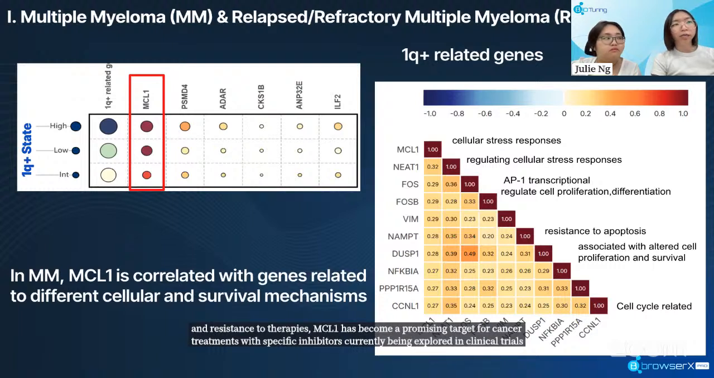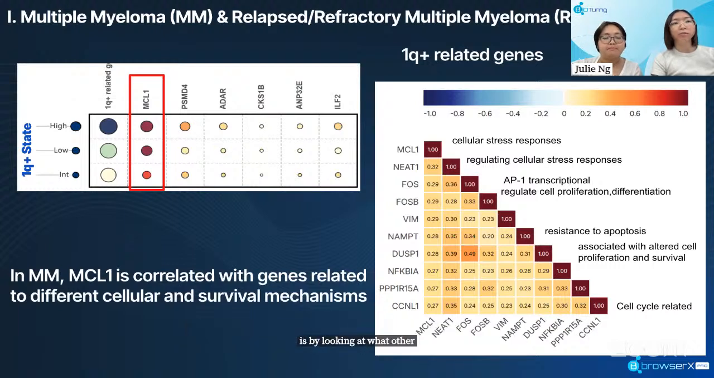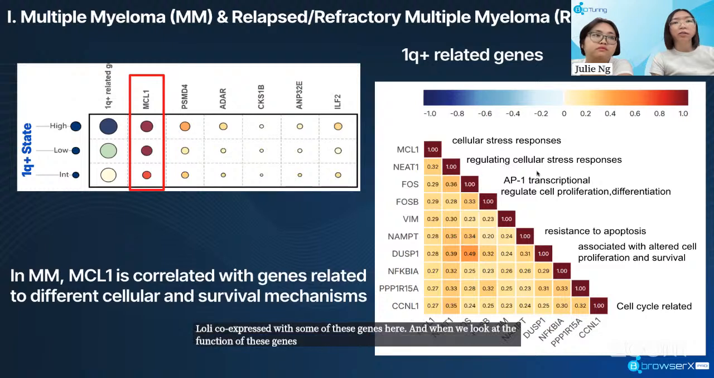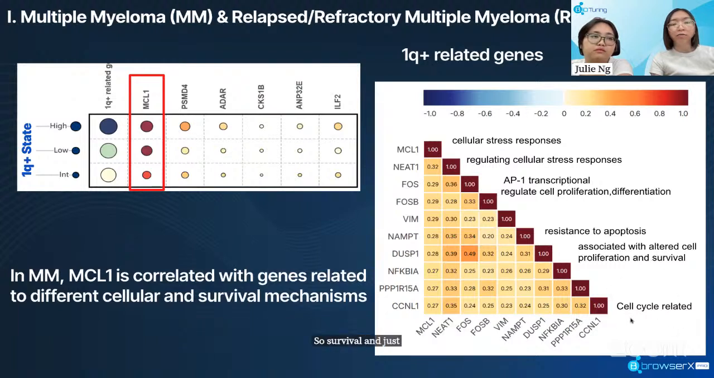One of the ways we can explore the gene MCL1 even further is by looking at what other genes are co-expressed with it. When we query for it in the data, we can see that it is lowly co-expressed with some of these genes here. When we look at the function of these genes, they are related to cell stress, cell proliferation, cell survival, and overall cell cycle.